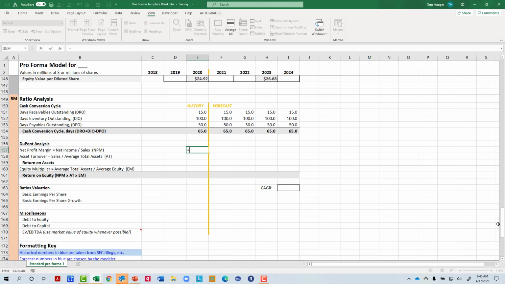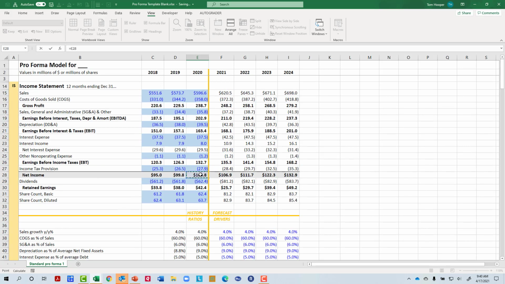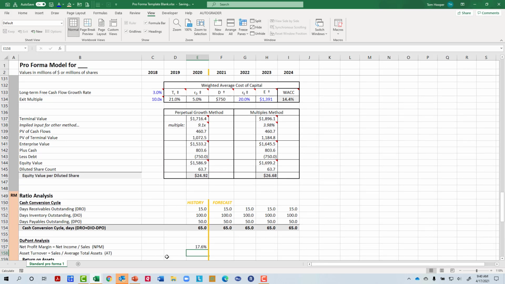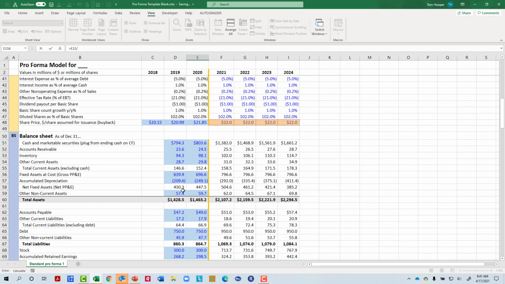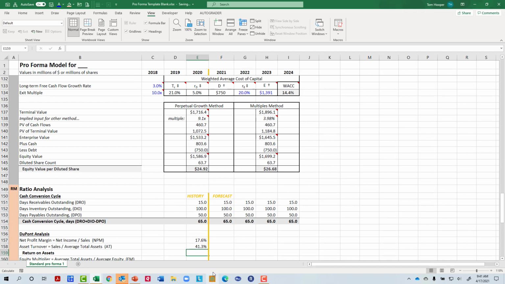So let's go all the way up to the income statement for that and take net income over sales. And what that says is for every $1 that we sell, 17 cents ends up on the bottom line for net income. What about turnover? This says sales over average total assets. So sales divided by average total assets. And this says for every $1 in total assets, how much sales can we generate per year?